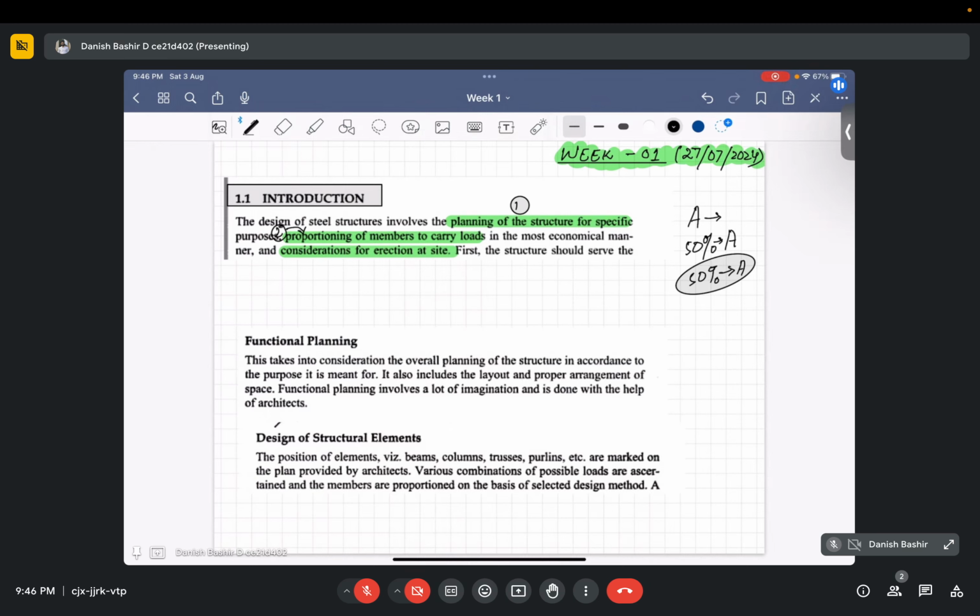And the third, final, and last point is consideration for the erection at the site. How we have to erect the members at the site, that we have to see. That is the first important objective of the design of steel structures.